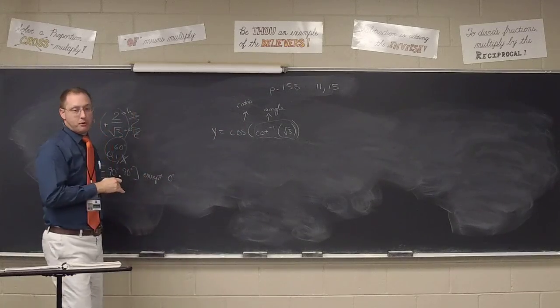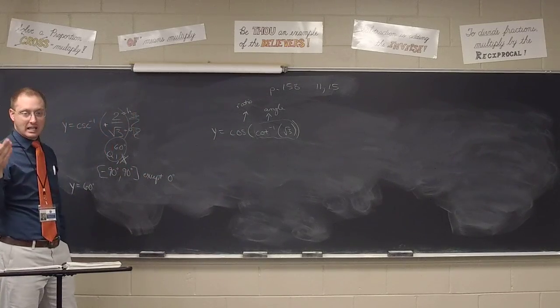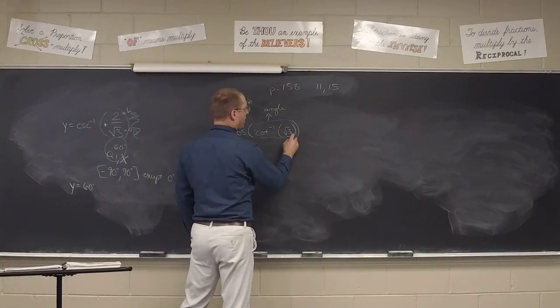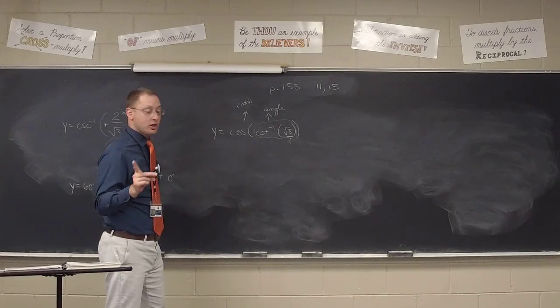So on number 19 from the homework, Jamie, you started with asking when is cotangent square root 3 over 1? And the answer is at 30 degrees. 30 degrees.